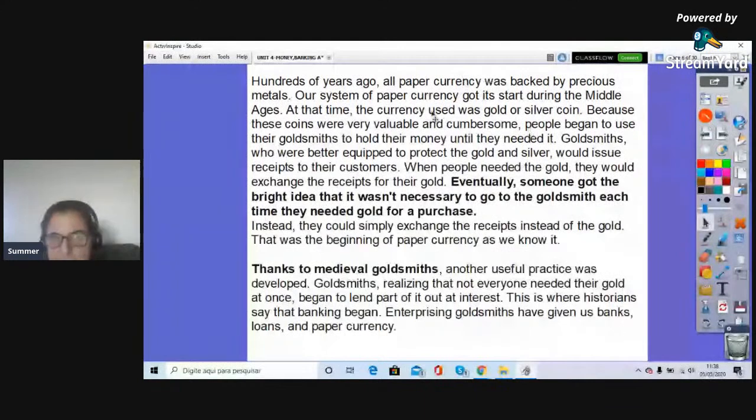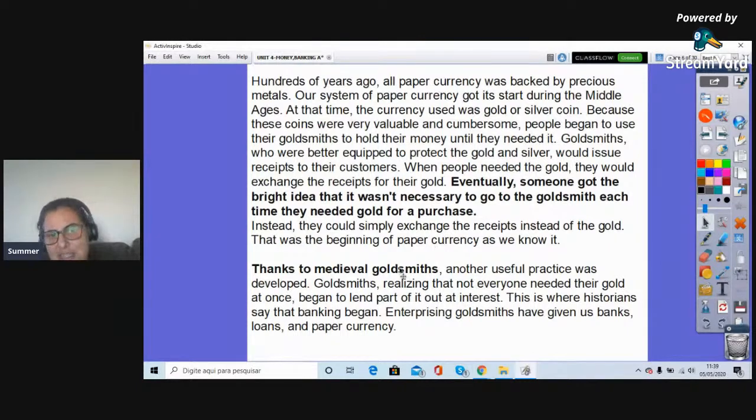They started to use goldsmiths to hold their money until they needed it. So if I had silver and gold, I would go to the goldsmith and he would hold my money. Why? Because the goldsmith was better equipped to protect the gold and silver, and he would give me a receipt. And when people needed the gold, they would exchange the receipts for their gold. Eventually somebody had the brilliant idea that it's not necessary to go to the goldsmith each time people needed gold for a purchase. Instead, people could simply exchange the receipts issued by the goldsmith. So this was the beginning of our paper currency.